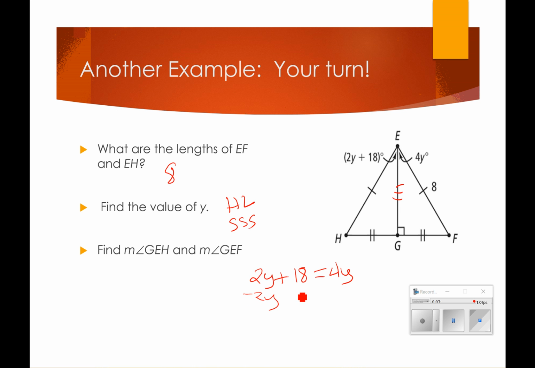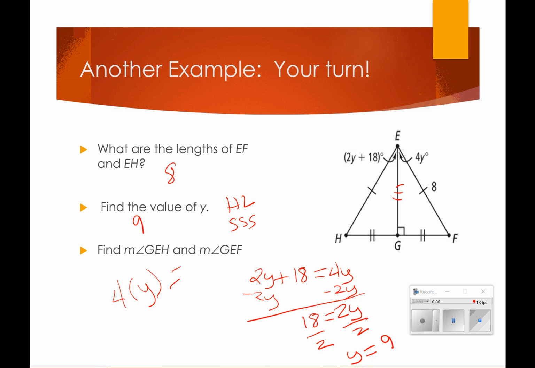So I'm going to subtract 2Y from both sides, and I'm going to get 18 equals 2Y. I'm going to divide by 2, so Y equals 9. Okay, so that's my value of Y. And then for those angles, I'm just going to substitute it into the easiest one, because I'm lazy. And 4 times Y is 36. So those angles each measure 36 degrees because they're congruent.